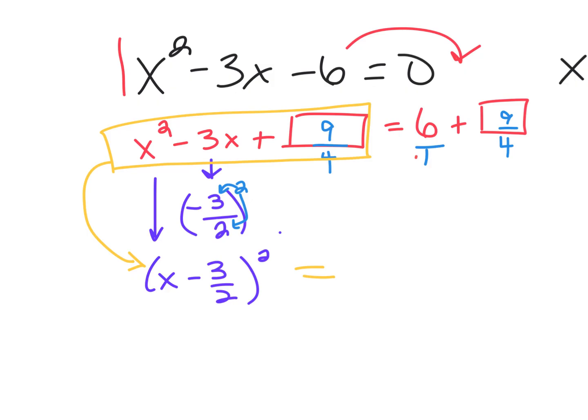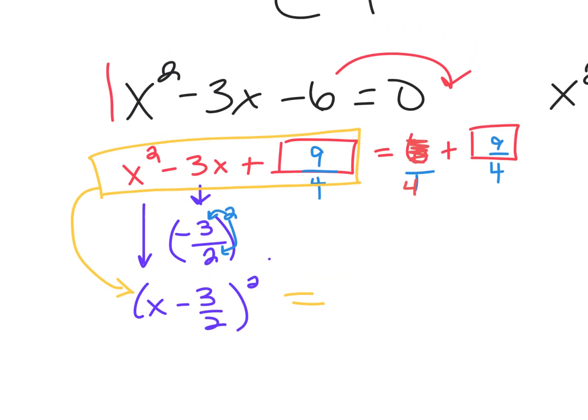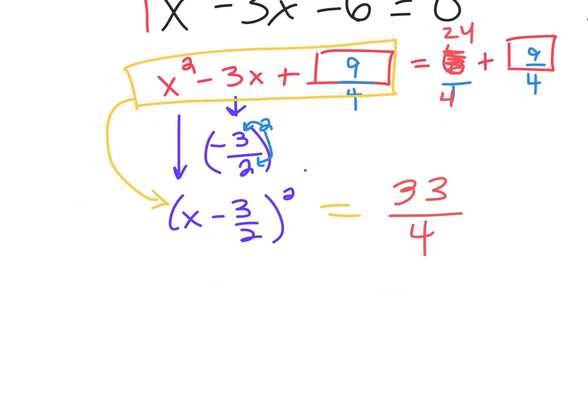So if I multiply the bottom here by 4, then I have to multiply the top by 4. What's 6 times 4? 24. So now we can combine. What is 24 plus 9? 33. All right. We've already done problems like this.